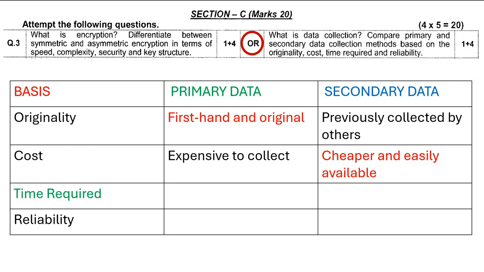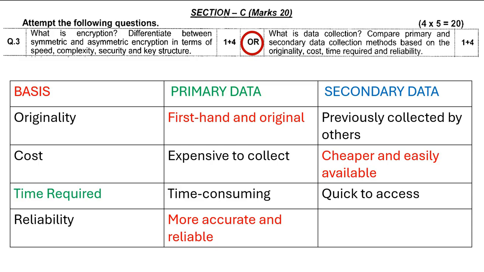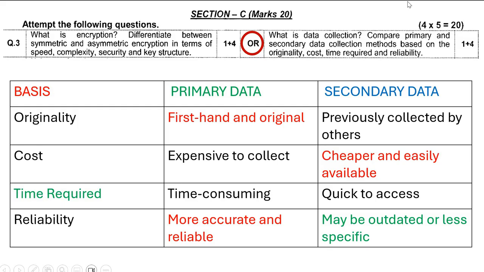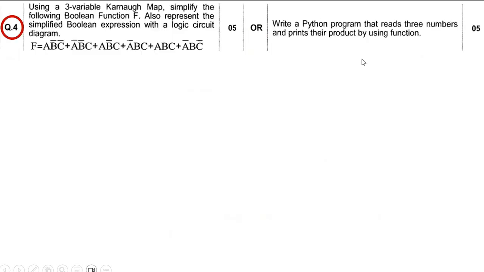About time requirement, primary data should take more time because you are collecting it for the first time. That's why it's time consuming. While secondary data is quick to access because you are accessing it from others. In terms of reliability, primary data is more accurate and reliable because you are gathering the data first hand. While secondary data may be changed, may be outdated or less specific. Okay. Move to the next question.